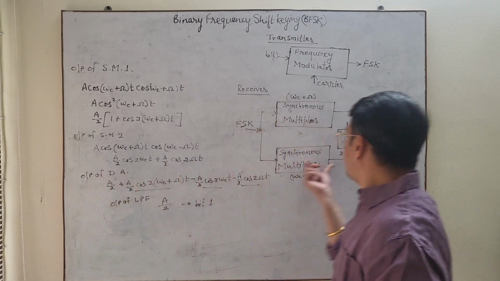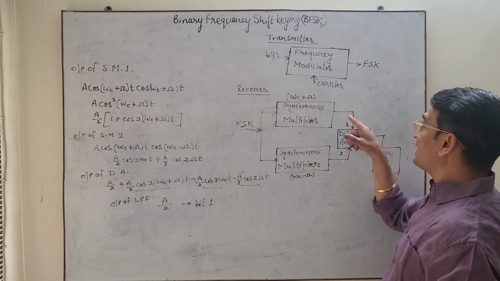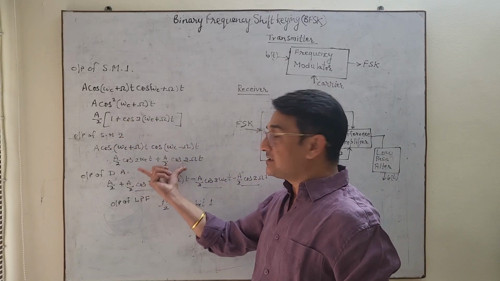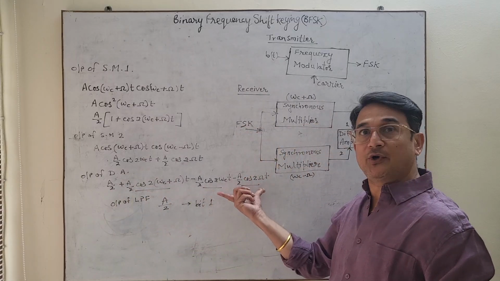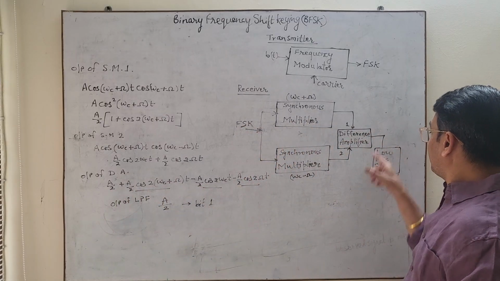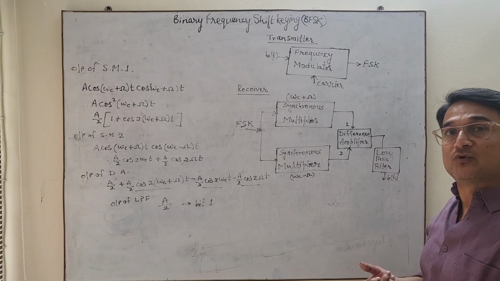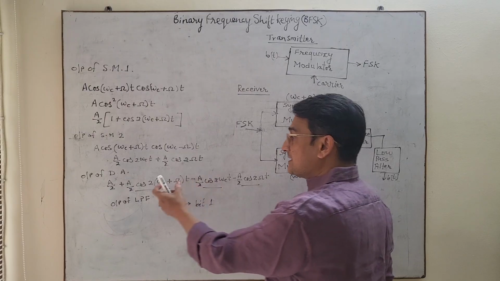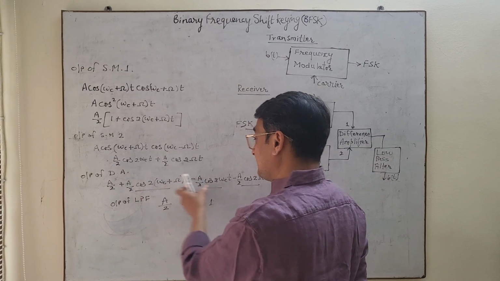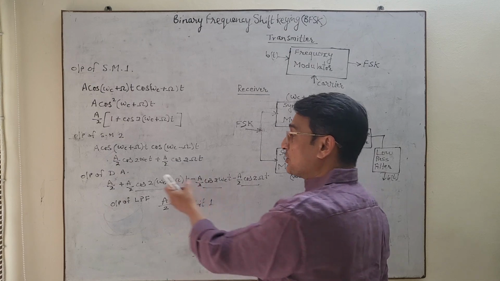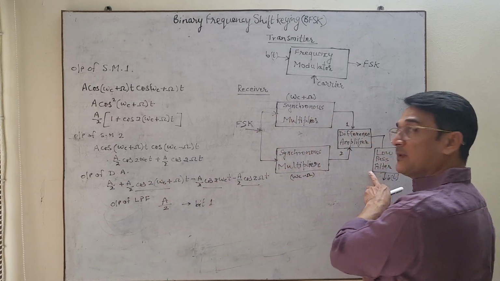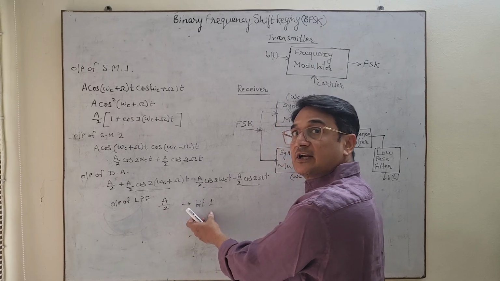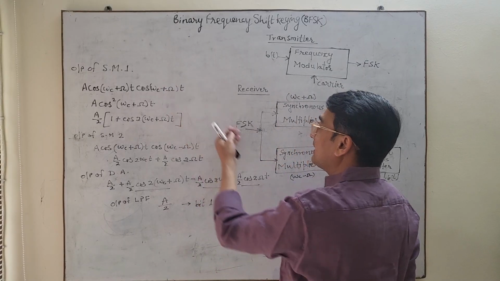Now the output of the difference amplifier will be input 1 minus input 2. So input 1 is this and input 2 is this. Then the output of the low pass filter: the low pass filter removes the high frequency components. This frequency is twice ωc, this is twice ωc, and this is twice ωc plus ωt. So all these three terms are high frequency components which will be removed by the low pass filter, and you will get the output as A/2, which corresponds to bit 1. So that means bit 1 is transmitted.